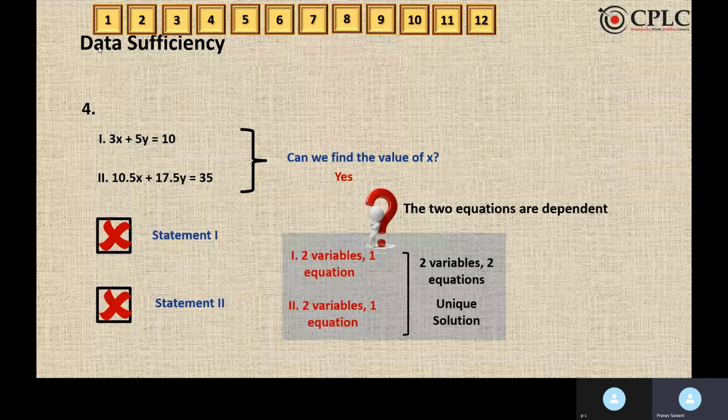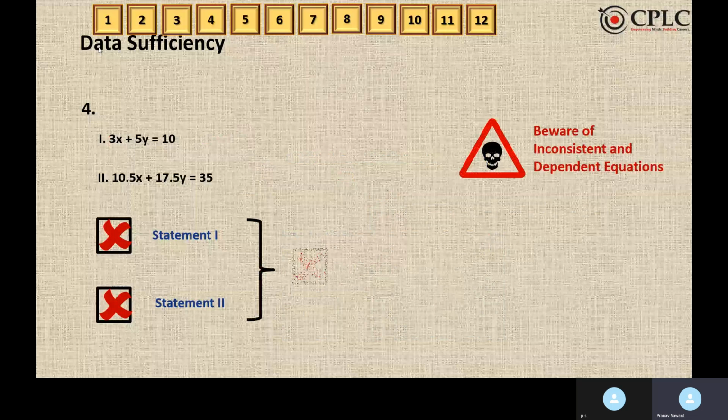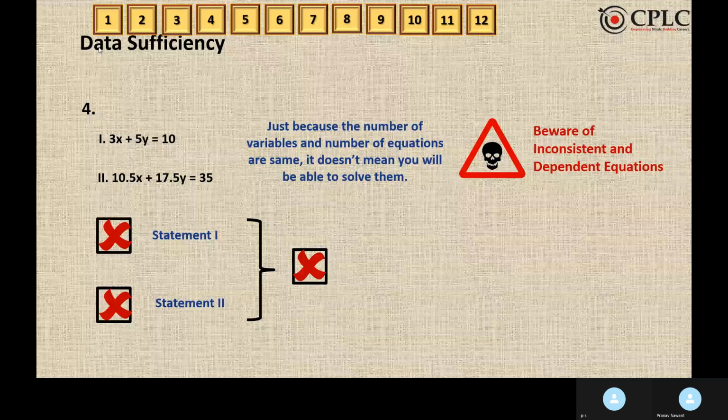If you multiply 3x plus 5y is equal to 10 by 3.5, you will get the exact same equation as given in the second statement, that is 10.5x plus 17.5y is equal to 35. So everything would get cancelled and we would be left with nothing. Hence, we cannot answer the question. Just because the number of variables and number of equations are the same, it doesn't mean you will be able to solve them. This is an important point to remember. Also be aware of inconsistent and dependent equations. So the answer to this question is still option 5.